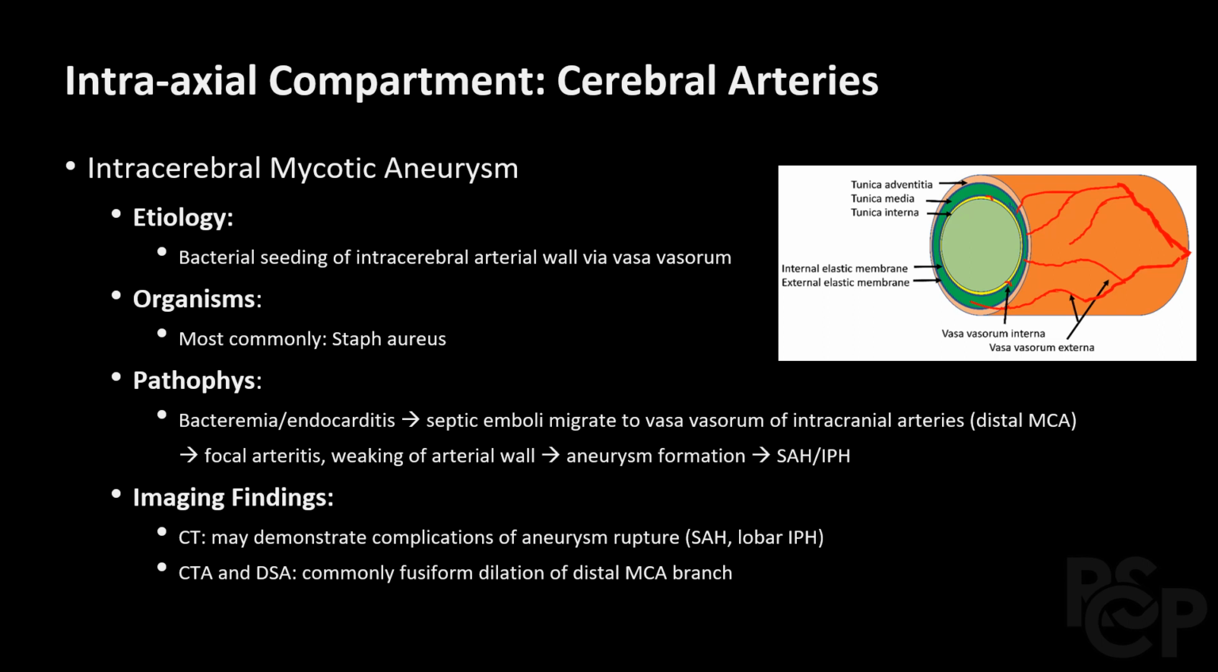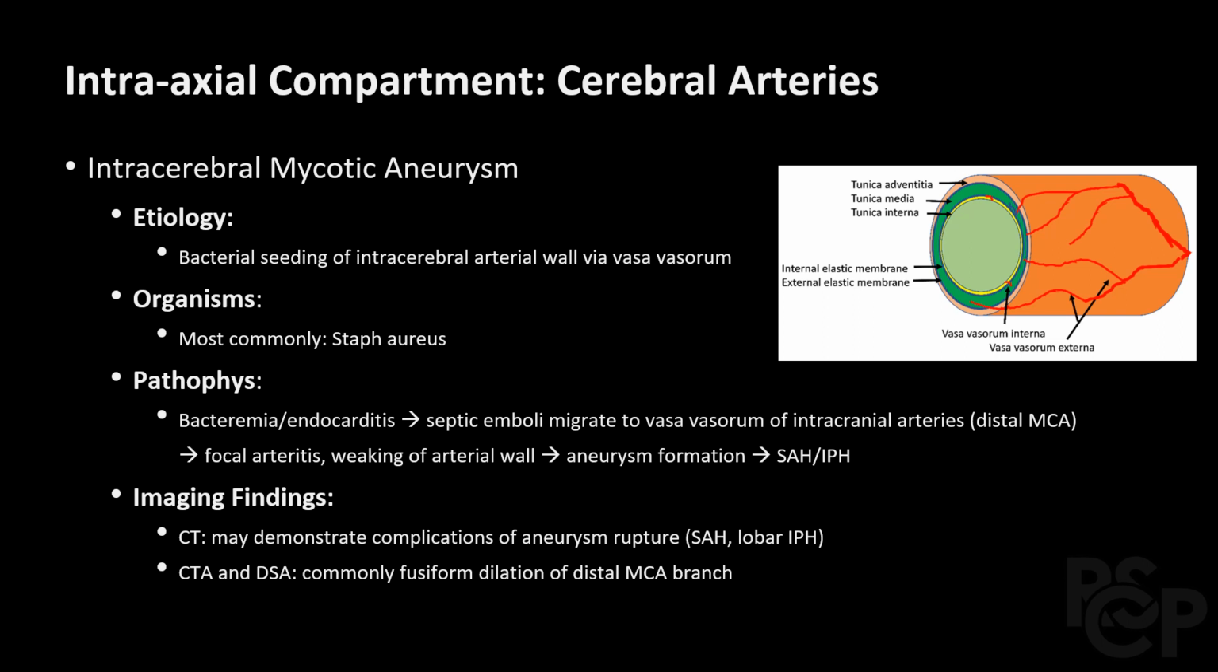So far we've covered infections of the cerebrum. Another anatomic structure that can be susceptible to infection in the intraaxial compartment are the cerebral arteries themselves. And one process that we'll cover here is called an intracerebral mycotic aneurysm. It's a bit of a misnomer because mycotic may make you think of a fungal infection. However, this is most commonly due to bacterial infection. And the etiology is bacterial seeding of the intracerebral arterial wall. And importantly, this is due to spread of the bacteria via the vasa vasorum, which are the small vessels that actually supply the vessel itself.